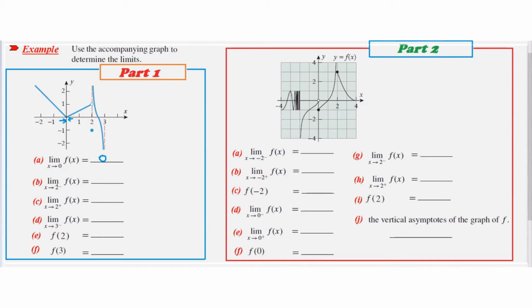For part B, the limit of x when x goes to 2 from left. This is 2 from left, and this is equal to 1. Next, the limit of x when x goes to 2 from right. This is 2 from right, and the function goes to positive infinity.